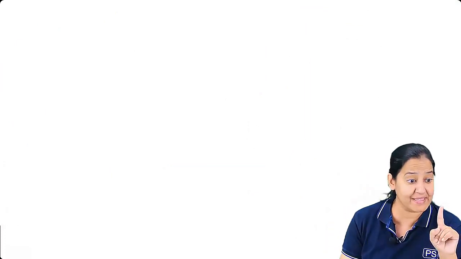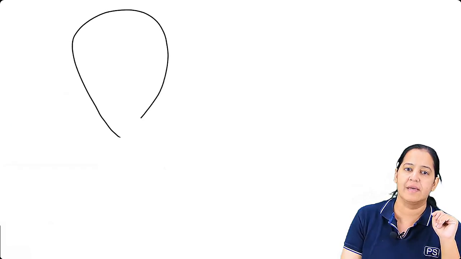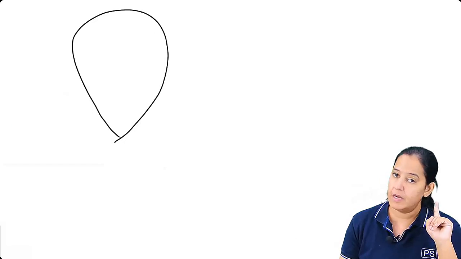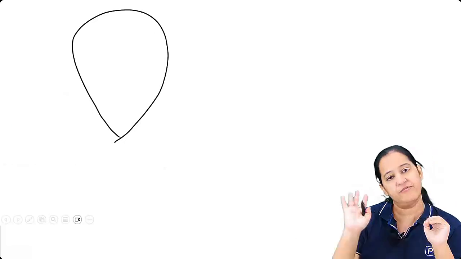I have given you a space. In that space you can draw if you wish. So draw a trophozoite like this. It is badminton shape, racket shape, tennis racket, badminton racket, monkey face or teardrop, whatever shape you like. So first write down the shape.